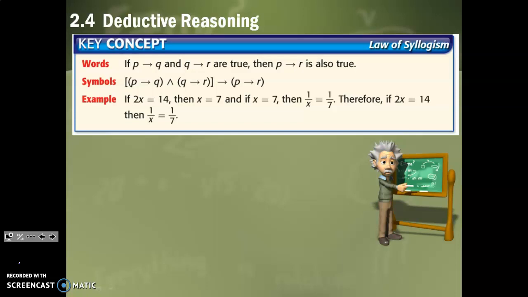But this is kind of like a chain or kind of a snake event. So if P happens, then we know Q is going to happen, and if Q happens, then we know R is going to happen. Well, if all this happens, you can see it kind of snakes around, law of syllogism. So if P happens, then we know through the snake that R is going to happen. That's what law of syllogism allows us to do.